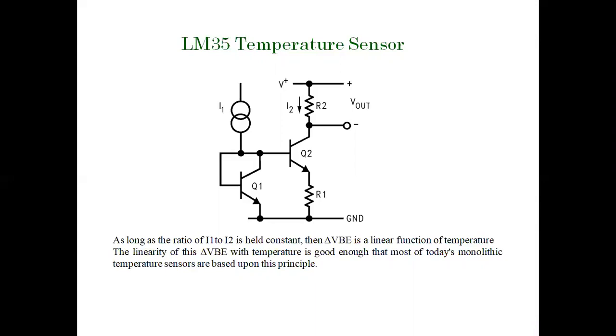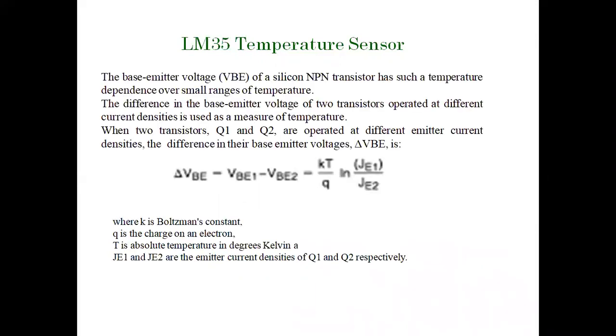So NPN transistors have a base emitter voltage, and that voltage is dependent on temperature. In these ICs, we use two different transistors in such a way that the difference in their base emitter voltages depends upon the temperature and the log of the current density. So if you maintain the current densities constant, you get a linear relation between the change in the base emitter voltage and temperature.